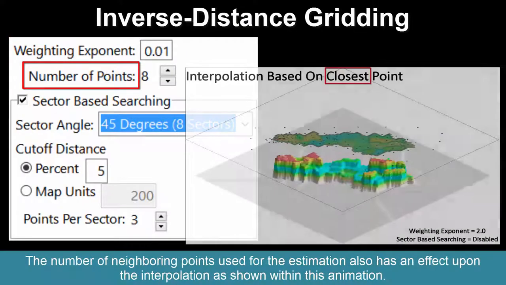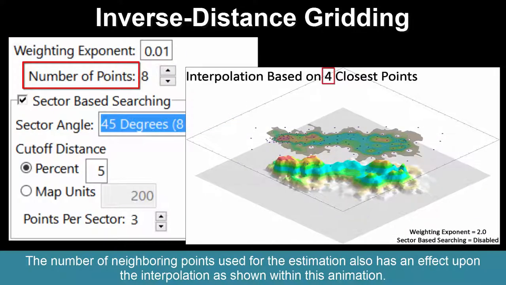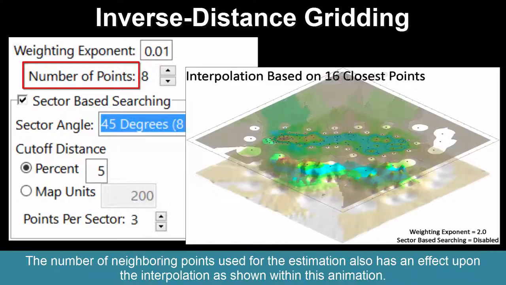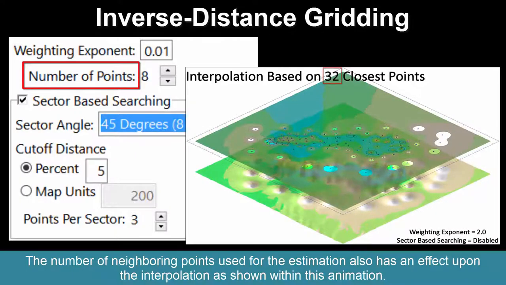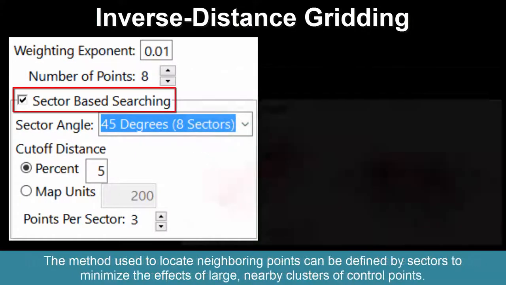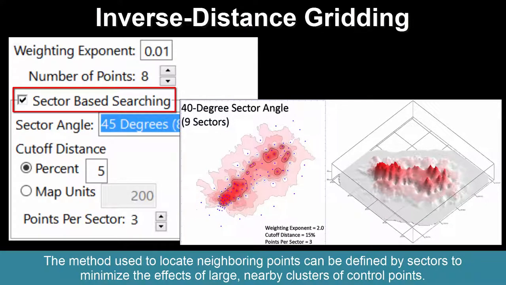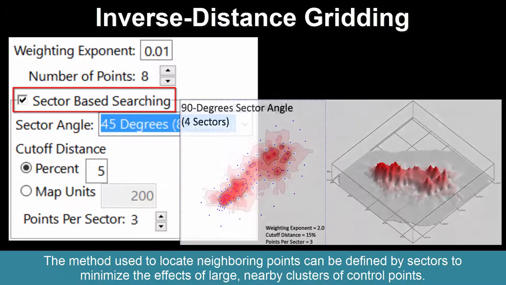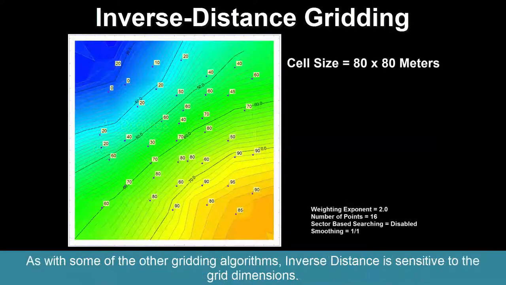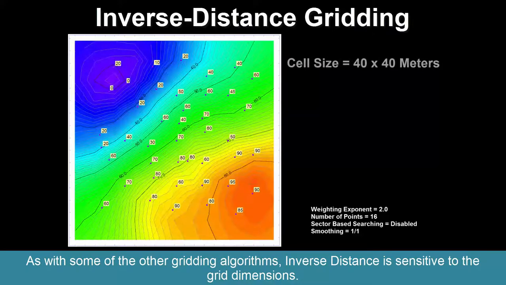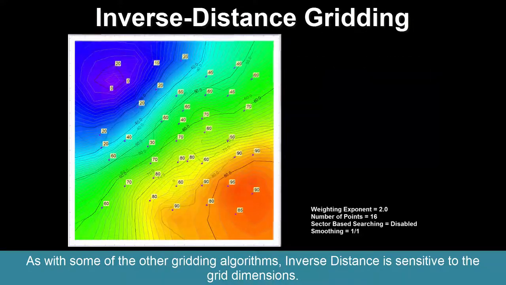The number of neighboring points used for the estimation also has an effect upon the interpolation, as shown within this animation. The method used to locate neighboring points can be defined by sectors to minimize the effects of large nearby clusters of control points. As with some of the other gridding algorithms, inverse distance is sensitive to the grid dimensions.